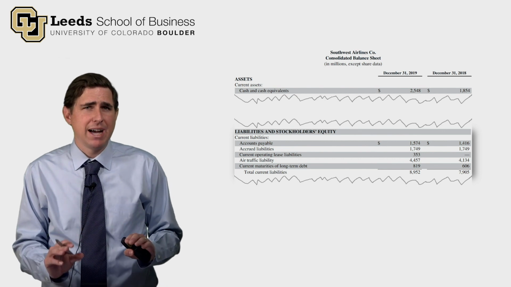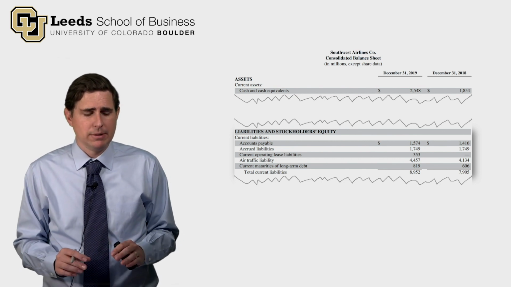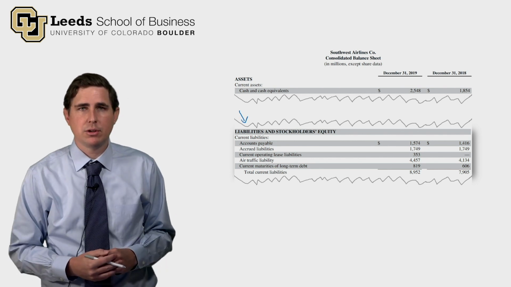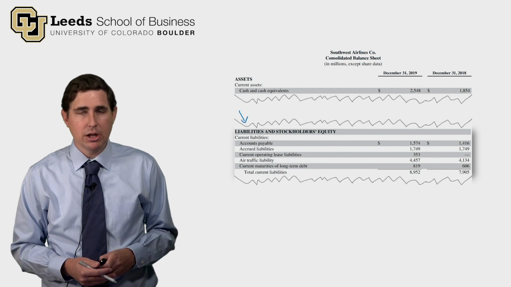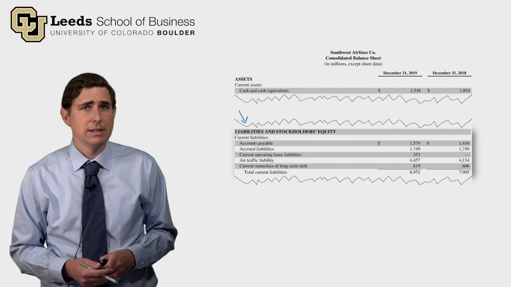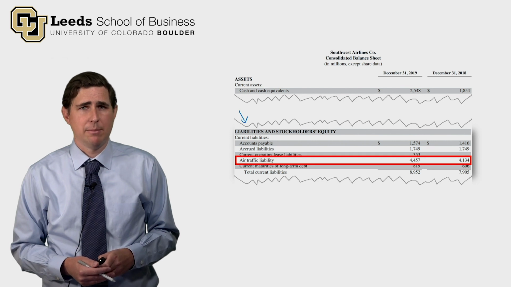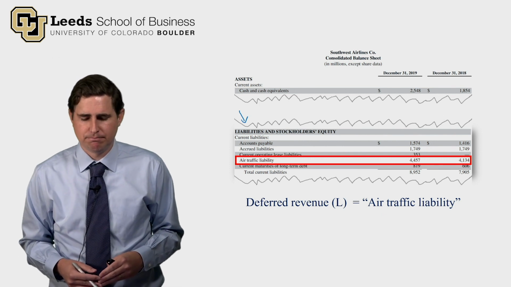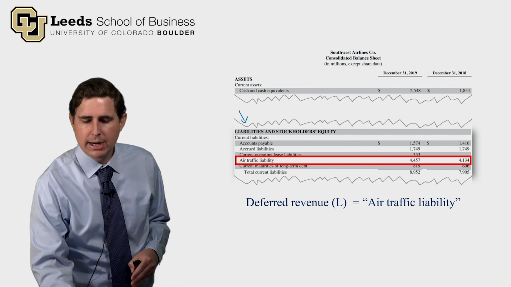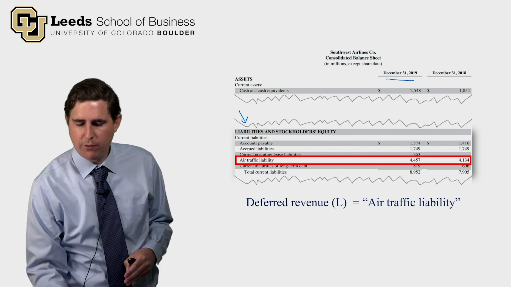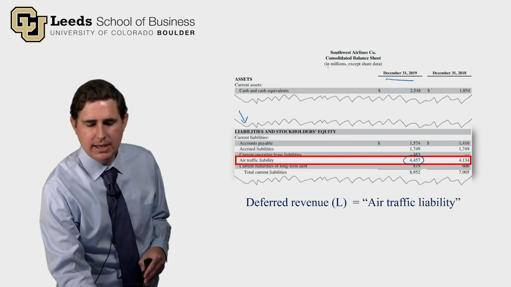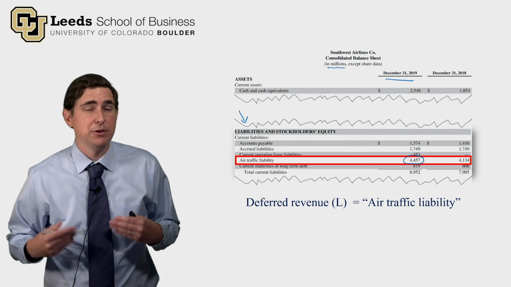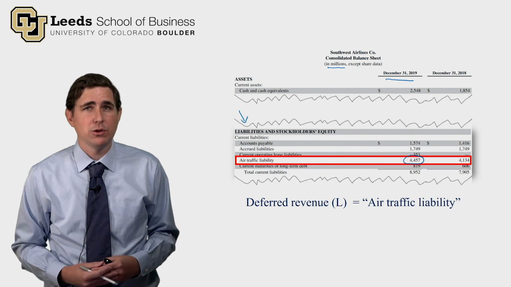Here is the Southwest Airlines balance sheet excerpt. And so the section that's important is this section here, the liability section. And you can see there's a liability called, see if you can spot it. It's called the air traffic liability. The air traffic liability is what Southwest calls deferred revenue. At December 31st, 2019, the air traffic liability is 4457. And since this is in millions, that's $4,457,000,000 of deferred revenue as of December 31st, 2019.